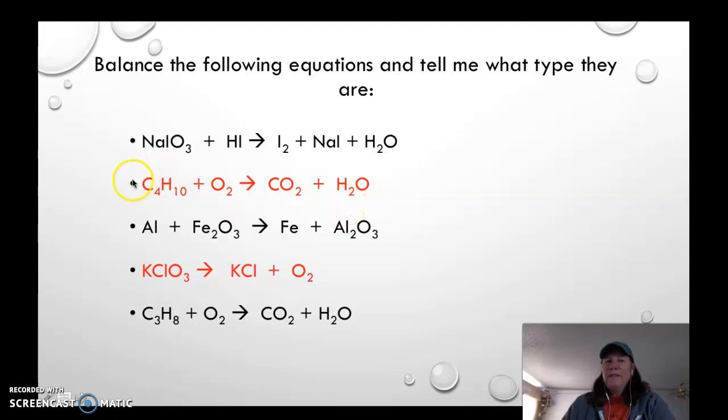So if that happens, double the first one. Put a 2 here, so I'd put an 8 here and a 10 here. Now 8 times 2 is 16 plus 10, that's 26. Then I'd put a 13 here. So anytime you're doing a combustion, do carbon first, hydrogen next. If you end up with an odd number over here of oxygen and even here, double the first one, and then it's easy to balance, okay?